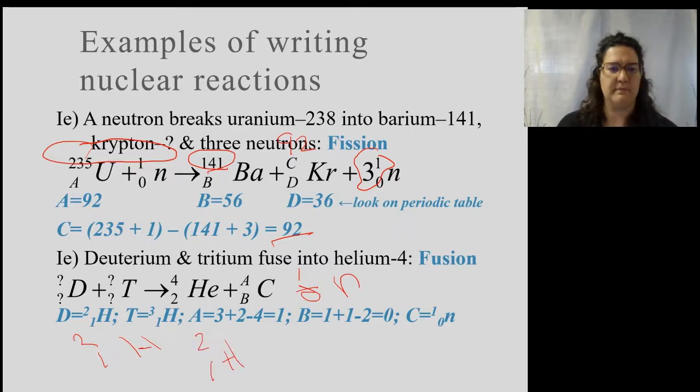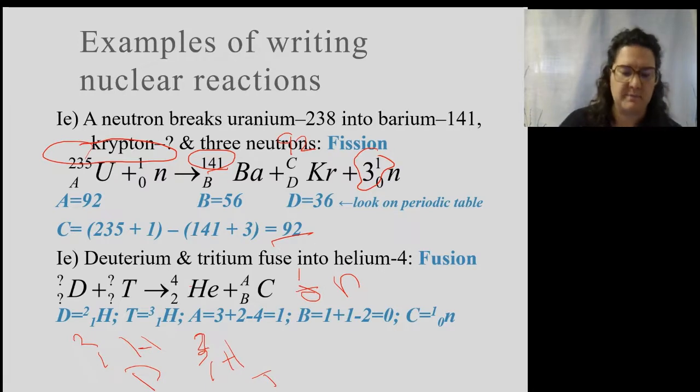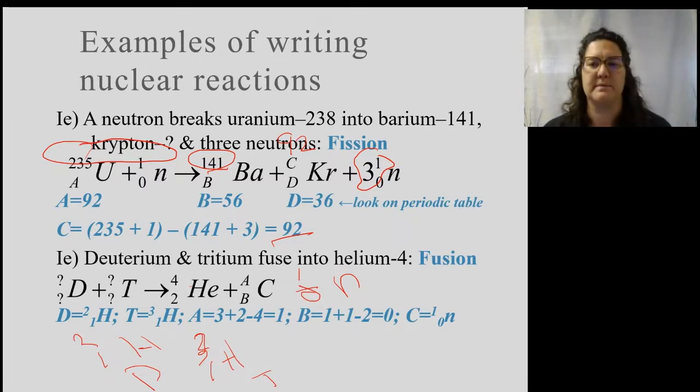Oh, this one has to be 3, because we have the weight of 4 plus the weight of 1. So we have to have 5 on the right and 5 on the left. So this is what D and T are, respectively. And if we look at our fusion reaction in our data booklet, it tells us that helium will be made from 2 hydrogen atoms.